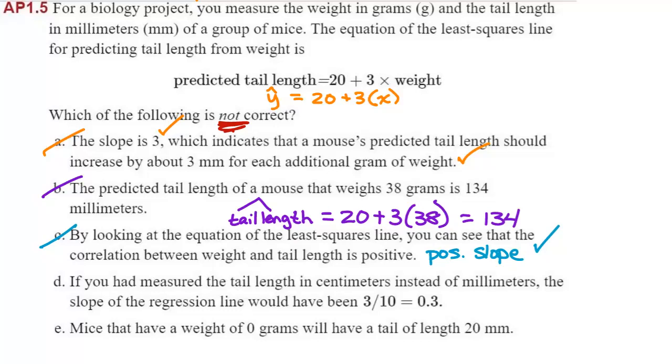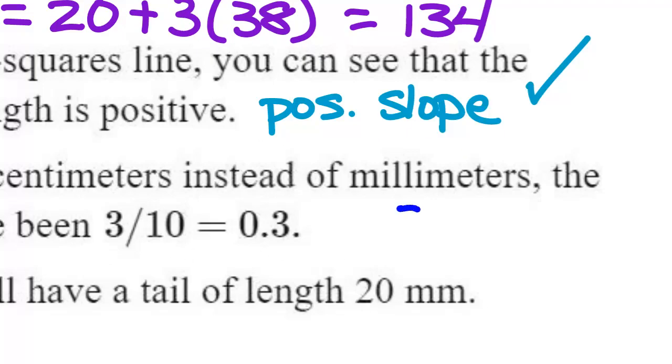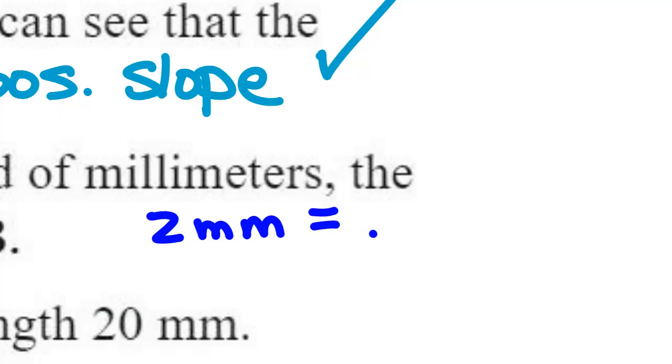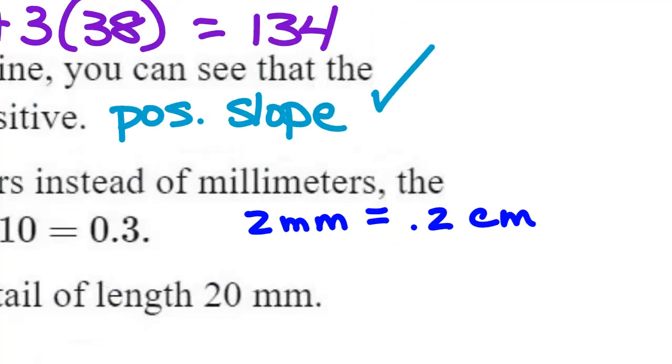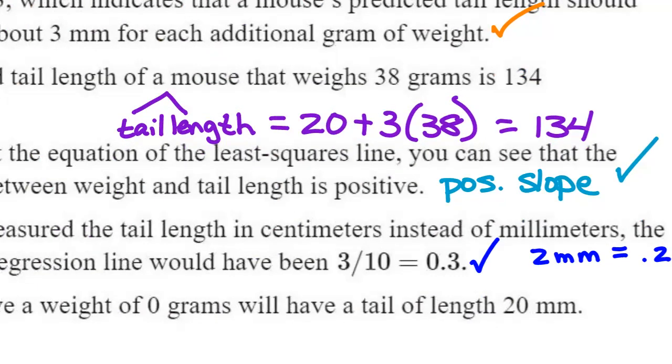If you had measured the tail length in centimeters instead of millimeters, the slope of the regression line would have been 3/10 or 0.3. In centimeters instead of millimeters, yes. That one is also correct. Because if I measure a tail length and it's 2 millimeters, that is the same as 0.2 centimeters. So this one is correct.